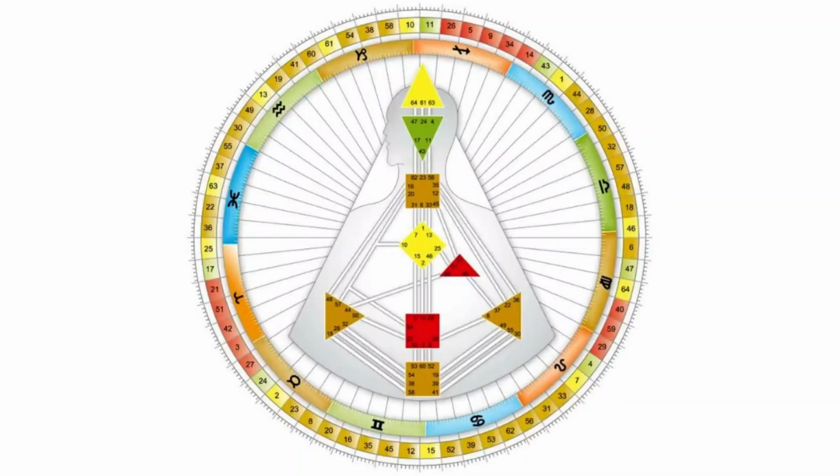Gate 31, Influence, Leadership. Location, Throat Center. Channel 7-31, the channel of the Alpha. Circuit, the collective logic circuit, understanding process. Theme, the gate of influence, leadership through articulate and democratic expression. Not-self distortion, controlling speech, attention-seeking authority, intellectual dominance, fear of being ignored.